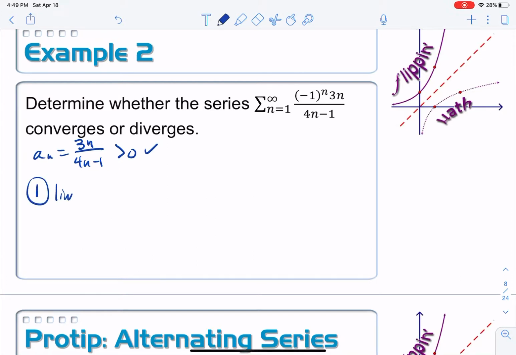The first one being the limit as n approaches infinity. I take off the alternator and I go 3n over 4n minus 1. If I plug in infinity, I get infinity over infinity. This looks like L'Hopital's rule, except I don't really have to do that. I could use pre-cal and go, hey, this thing approaches 3/4, which is just the ratio of the two leading terms since they have the same exponent there. Oh, yeah, but I got a problem. That's not 0. That means the test fails.